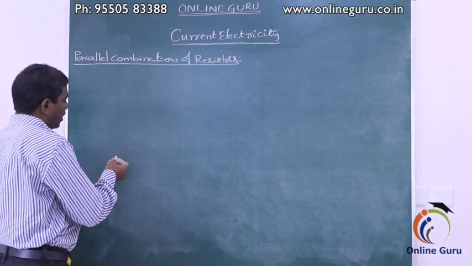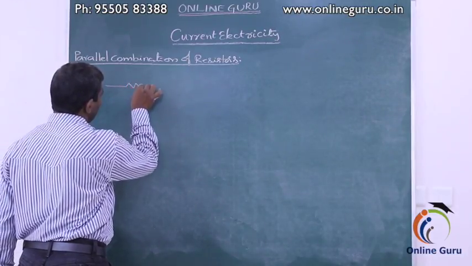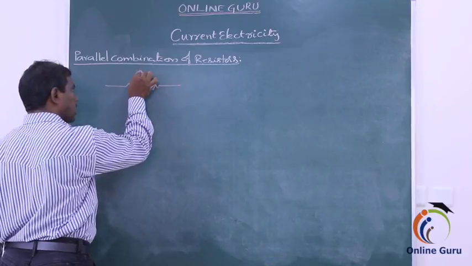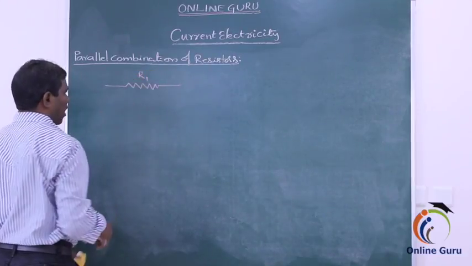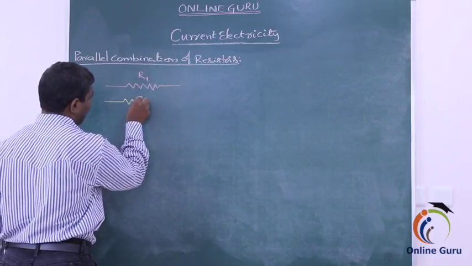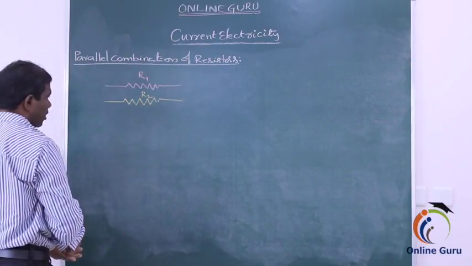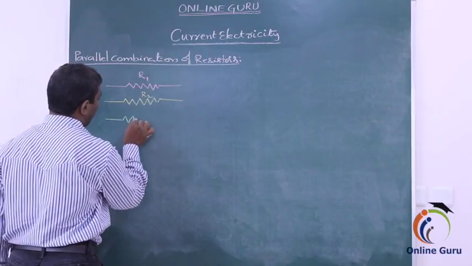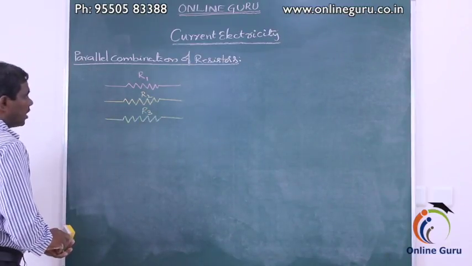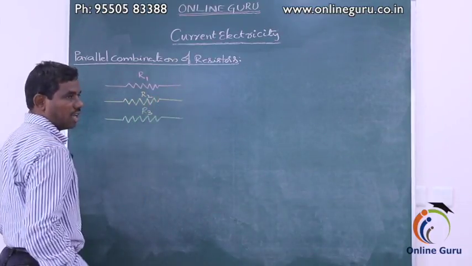Consider three resistors of resistances R1, R2 and R3. This is the resistor of resistance R1. Then we can take another resistor of resistance R2. Then the third resistor of resistance R3. For these three resistors, there is a first terminal and a second terminal.